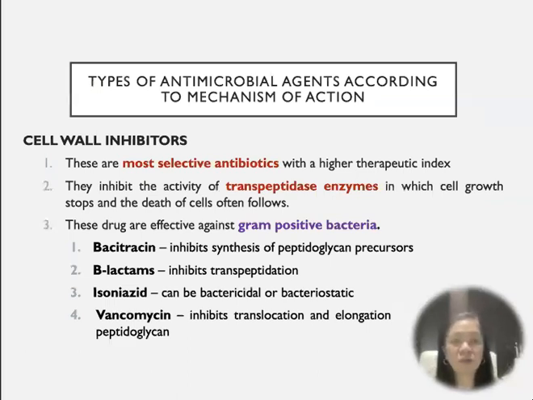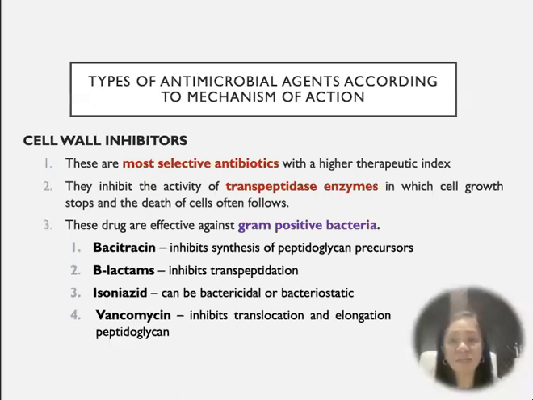So cell wall inhibitors are those that are known to be selective. They have a very high therapeutic index, meaning they're very effective. They have been proven to be effective. Their actual activity against the agents is to inhibit transpeptidase enzymes. Recall this particular enzyme is very important to ensure that the bacterial cell wall is intact. So what's in the bacterial cell wall that would need transpeptidase enzymes?